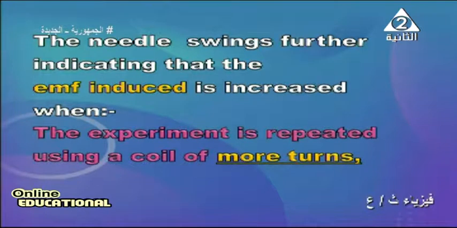the experiment is repeated using a coil of many turns, or more turns. And this is very important. So the experiment is repeated using a coil of greater number of turns. And what happened? The swing of the needle is increased, deflection is increased, EMF is increased. So what conclusion can be drawn from such a thing? EMF induced is directly proportional to the number of turns on the coil.